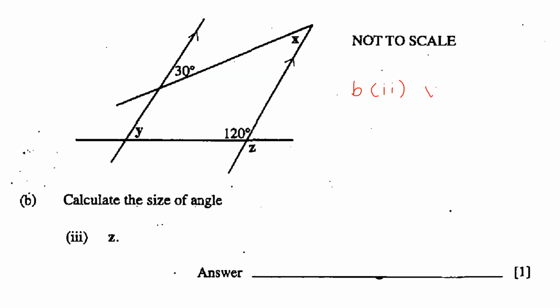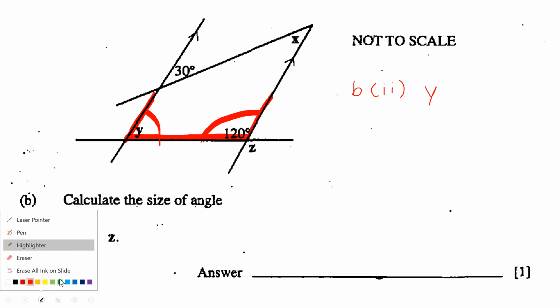So we need to figure out the size of angle Y here. We know that we have angle Y right here. But an important thing to notice is that if we look carefully, this is a C shape. Watch the shape. Right there, that's a C shape. That means this angle, angle Y, and 120 degrees are supplementary angles, which means they add up to 180 degrees. The co-interior angle rule says that co-interior angles add up to 180 degrees.